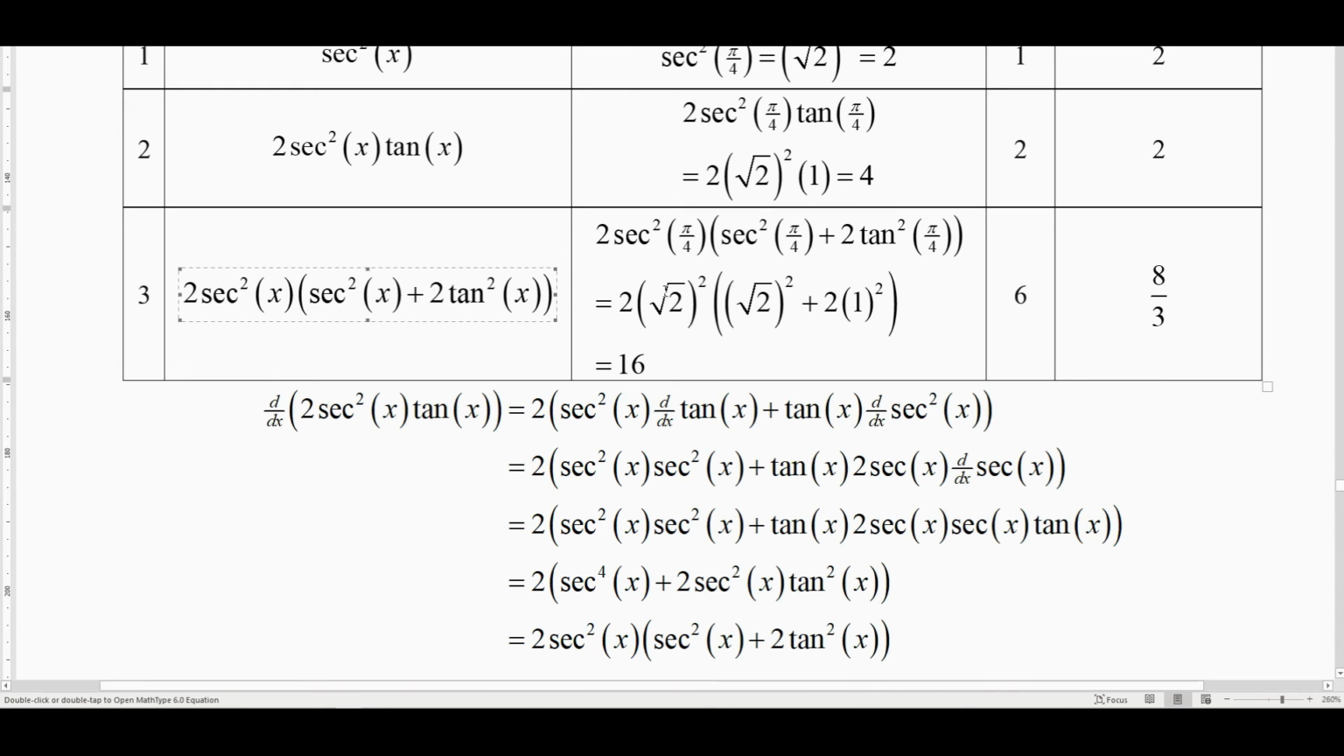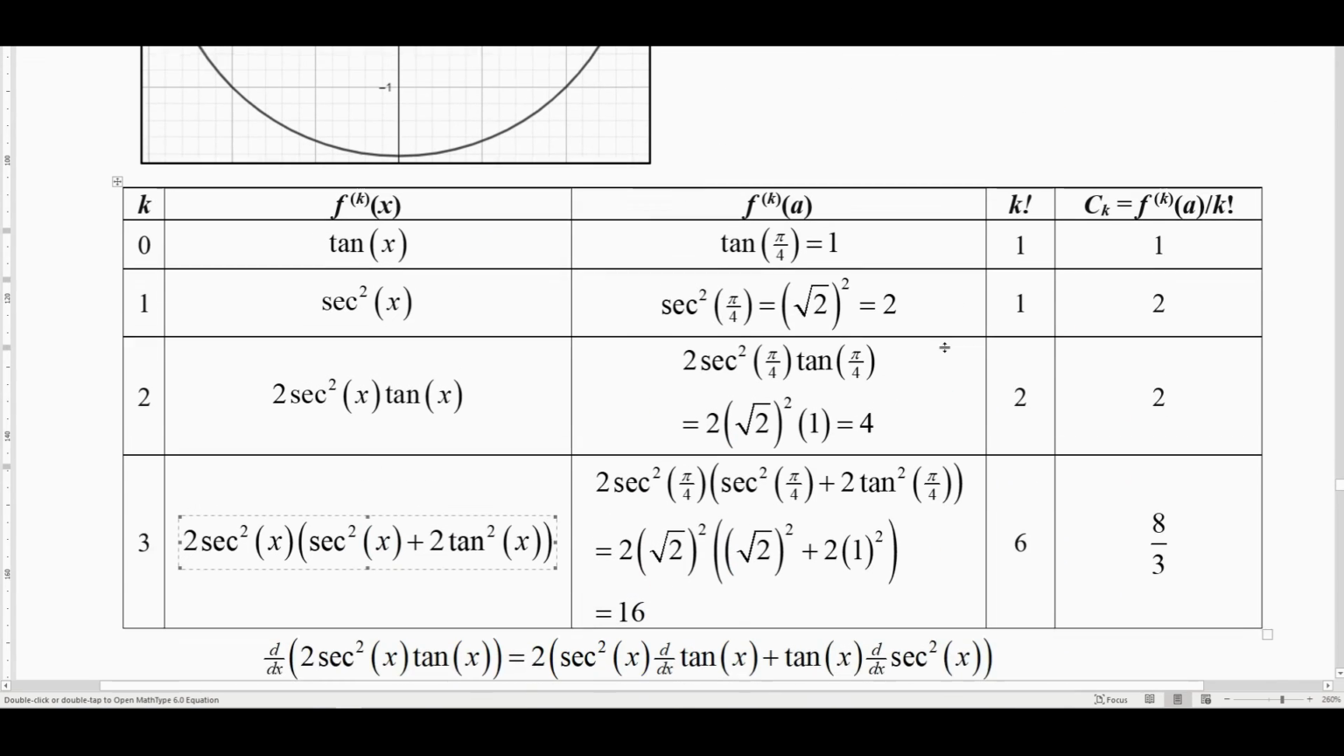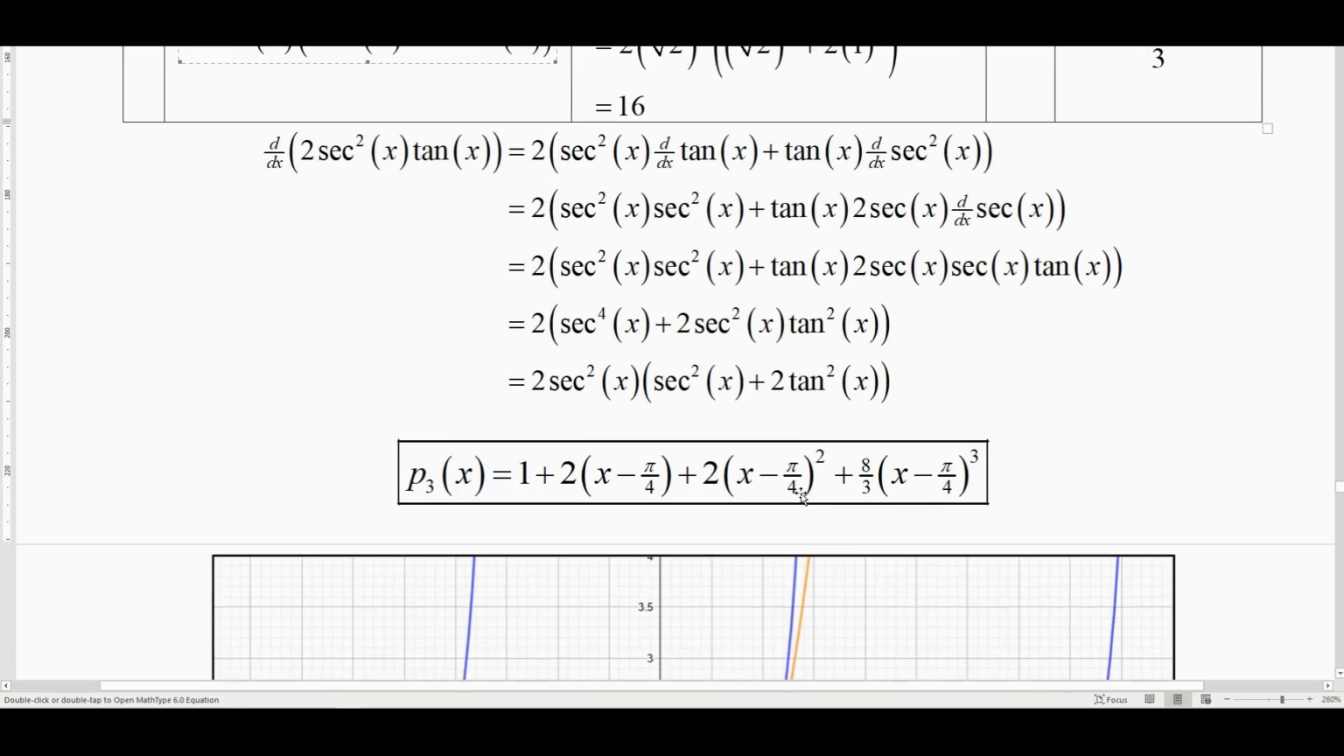Okay, well, anyway, I need to plug in pi over 4 in here. So secant of pi over 4 is square root of 2. Square that, you get 2, times 2 is 4. Again, we have a square root of 2 squared there, and we have a 1 squared there. So 1 squared is 1 times 2 is 2, plus square root of 2 squared is 2. 2 plus 2 is 4. 2 square root of 2 times square root of 2 is 2. So 2 times 2 times 4 is 4 times 4 is 16. 3 factorial is 6. You got 16 over 6, which reduces to 8/3 for our next coefficient. So our coefficients are just 1, 2, 2, and 8/3.